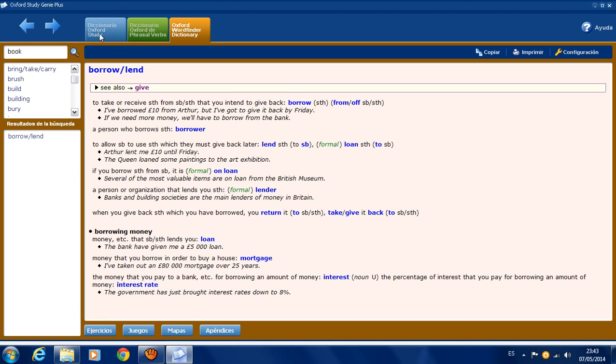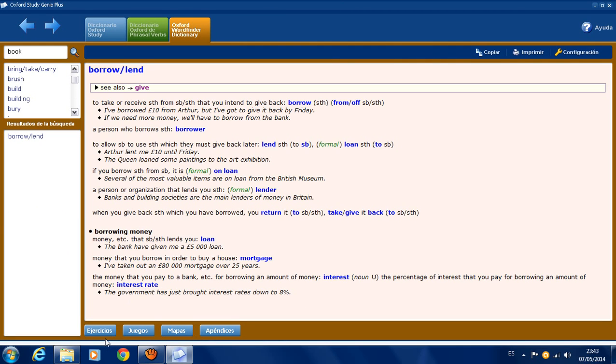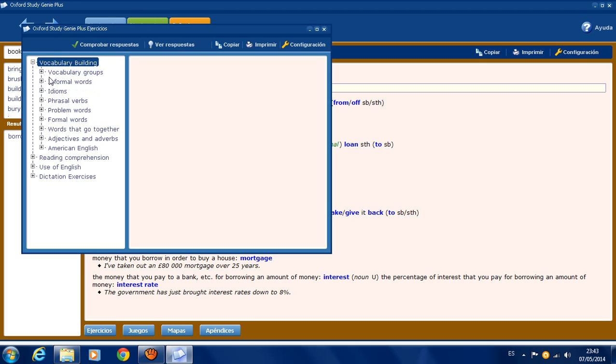Well, in addition to these three categories here, we also have very useful components that are mostly interesting, appealing for planning your classes. So we have exercises, which are again divided in 4 different categories, which are vocabulary building, reading comprehension, use of English, and dictation exercises. So let's click on the first one.